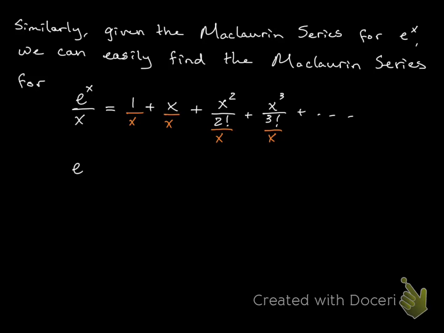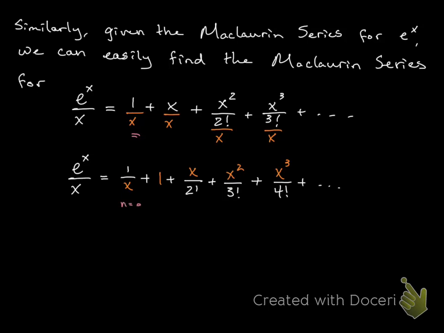Let's just rewrite this a little bit. And what I've got here is 1 over x plus 1, right? X over x is 1. When I divide x squared by x, I just get an x. All of these powers are decreased by 1. So before, when n was 0 here, I had a 1, but now I have a 1 over x, right? So the power of x is 1 less than what it was before.